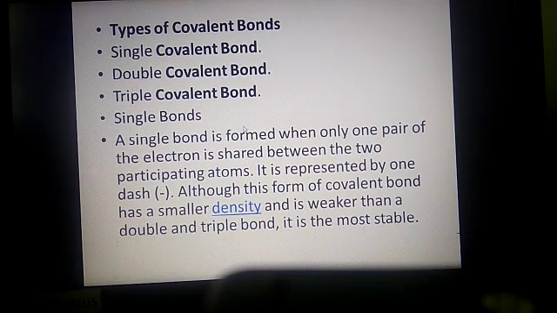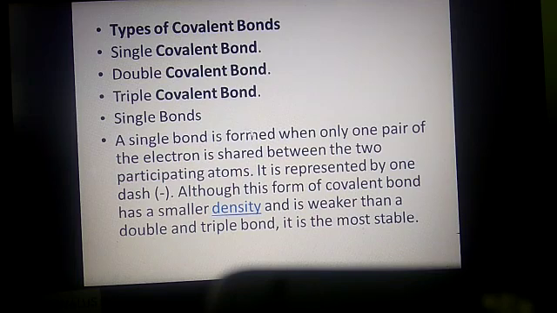So the covalency of an atom, what is the covalency? Covalency of an atom is the number of its electrons taking part in the formation of shared pairs. Thus the covalency of hydrogen is 1, oxygen is 2, nitrogen is 3 and carbon is 4.